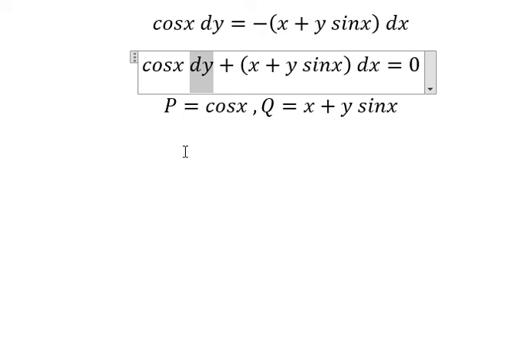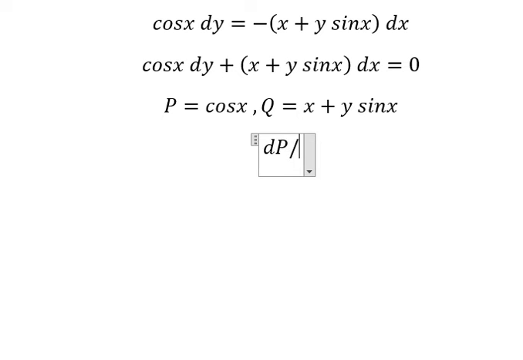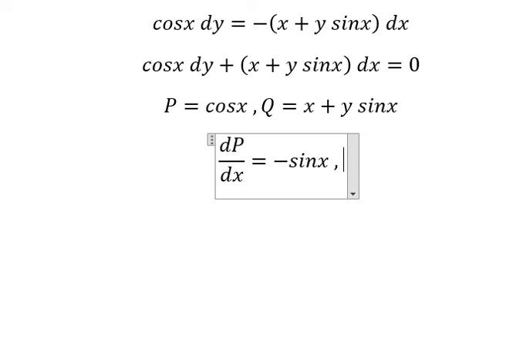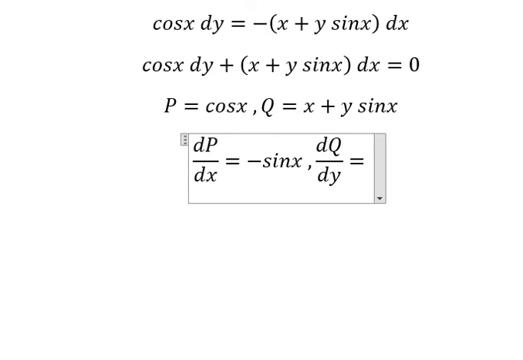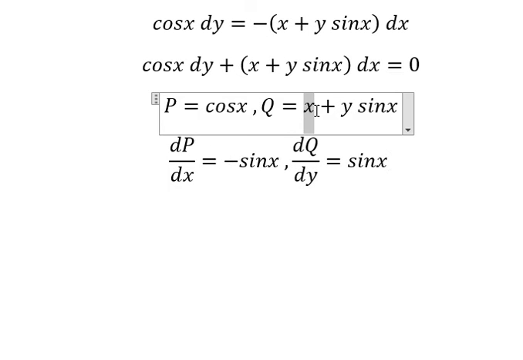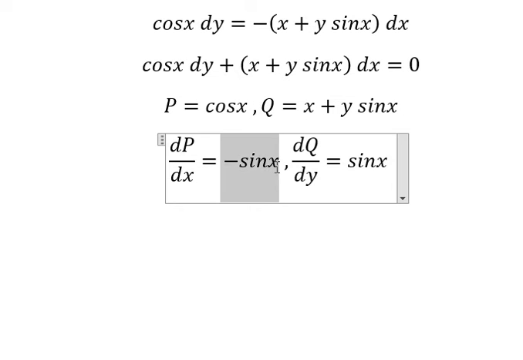So we have dy. That means we need to do first the derivative of b with respect to x. So first the derivative of cosine x, we have negative sine x, we have dx. So we need to do first the derivative of q with respect to y. We have only y in here, so we have sine x. This one, they don't have y, so we will have number 0 in here. We see that negative sine x is not same with positive sine x.